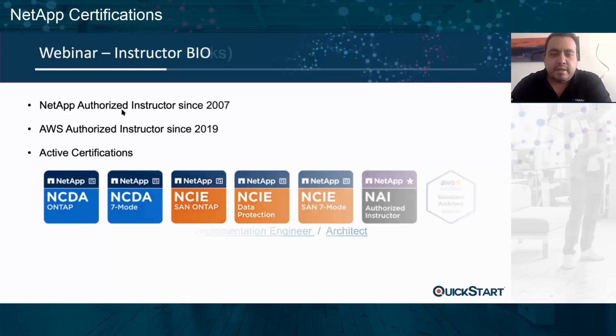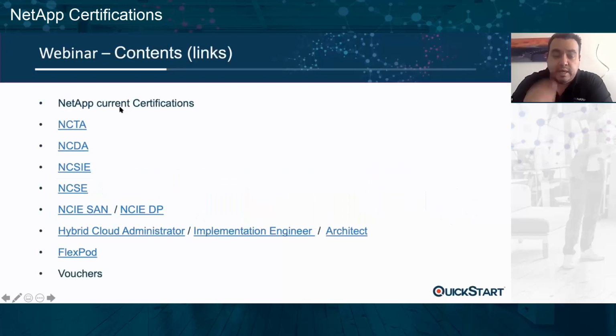We're going to talk about the NetApp current certifications, like NCTA, NCDA, NCSIE. And guys, all the certs that you can see on the screen, they have a link. We will give you access to the file that I'm showing you. And anytime you click on the link, it's going to take you to the official NetApp page, so you can see a few more details on any of the certifications.